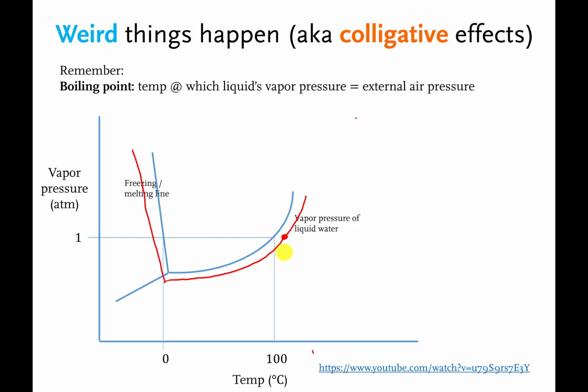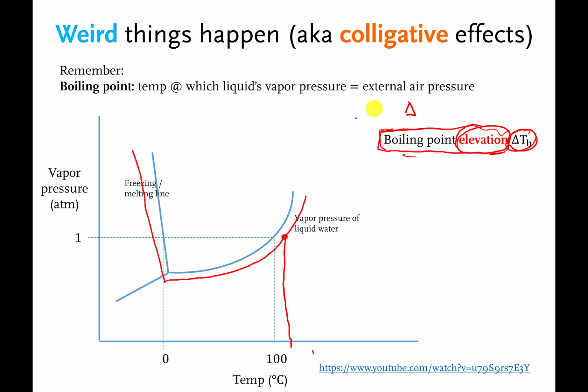Because the boiling point of salty water goes up compared to pure water, the effect is called boiling point elevation, because the boiling point of salty water or sugar water or anything else that's non-volatile dissolved in water goes up compared to pure water. It's an elevation of the boiling point. The abbreviation for boiling point elevation is this thing over here.